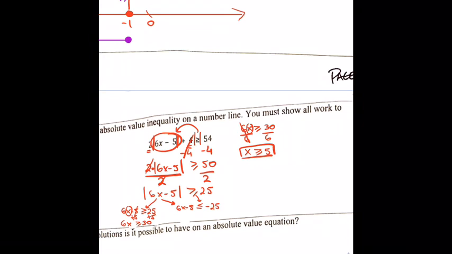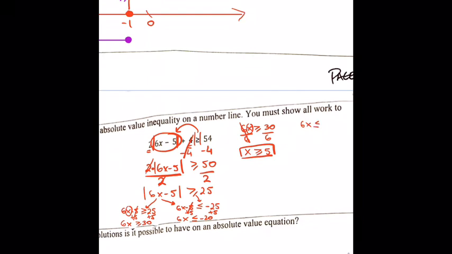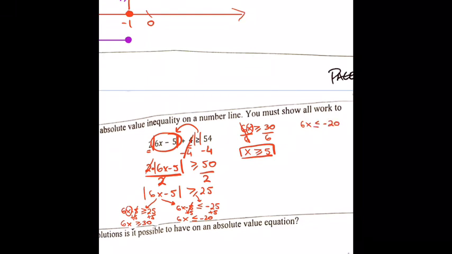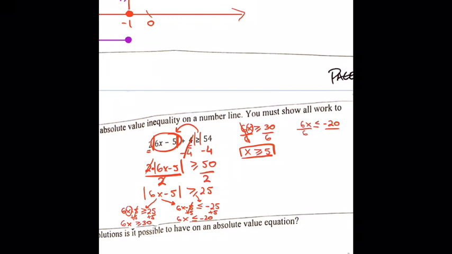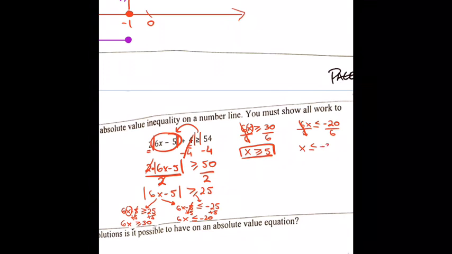Now let's look at the second one. I want to add a 5 as well to get rid of that 5. And I get 6x less or equal to negative 20. I'll rewrite it up here, 6x less or equal to negative 20. I need to get rid of 6, so I'm dividing both sides by 6 again, and I get x is less or equal to negative 3.3. In this case, I didn't have to flip the inequality sign because I divided by a positive.